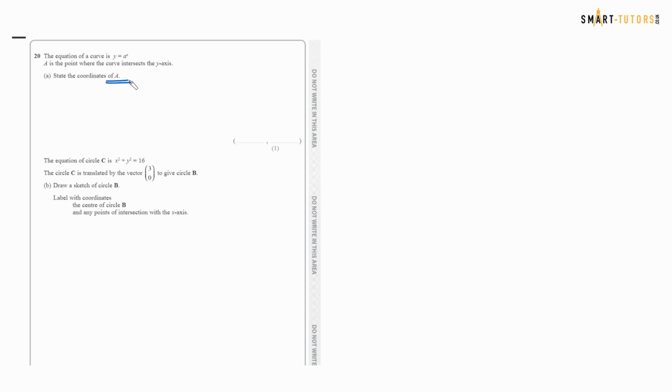So we need to find out what A is. A is the point where the curve intersects the y-axis. If you see, this is the y-axis and this is the x-axis in coordinate geometry. If a curve comes and intersects the y-axis, at that point the x-coordinate has to be 0. So that is the meaning of the sentence. So at that point, x equals 0.